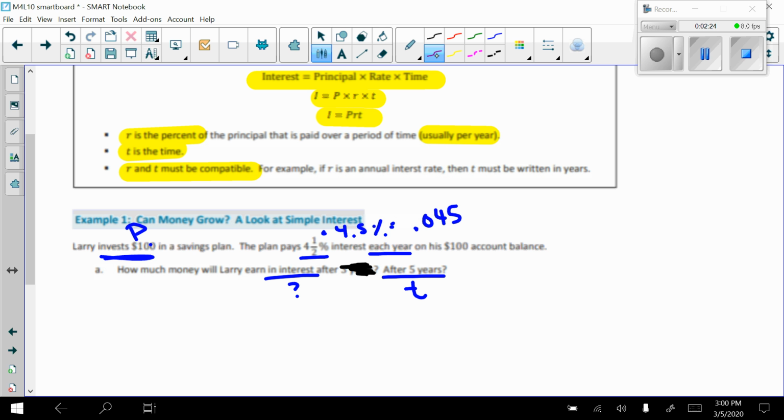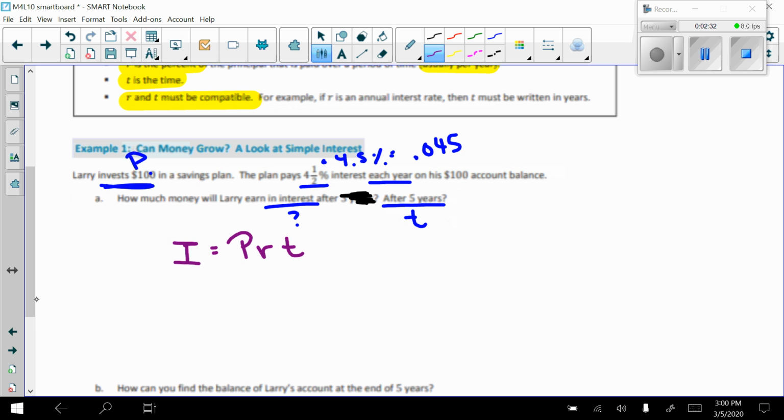So we're going to write our formula. I equals PRT. What did we say the interest is? That's our question mark. So you can use an X or you can use an I. Interest equals, what is our percent? Sorry, P.